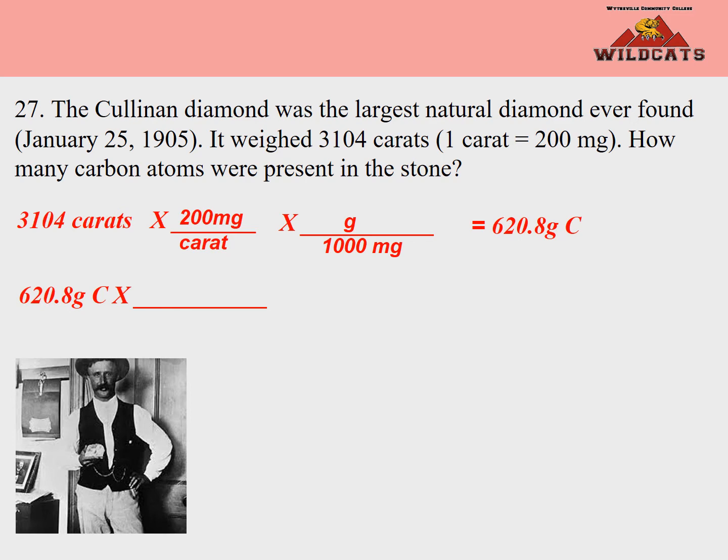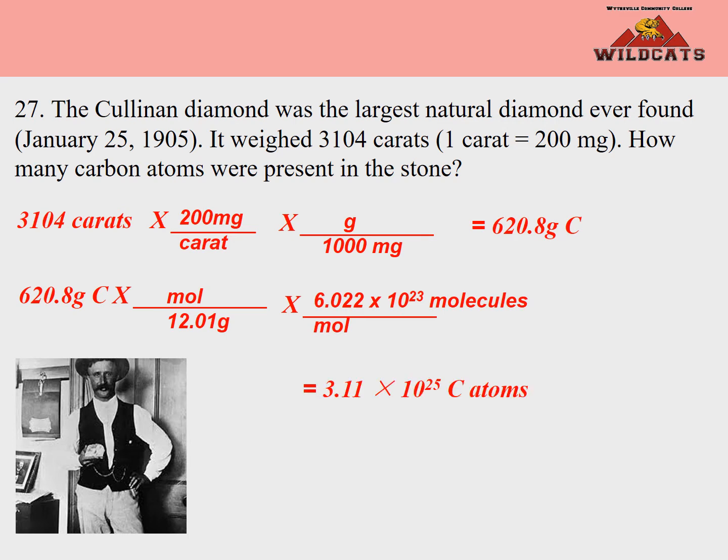We can then take that grams of carbon, divide by the molar mass of carbon. And now we've got moles, but we want to know the number of carbon atoms. So we're going to multiply by Avogadro's number. And we end up with 3.11 times 10 to the 25th carbon atoms.